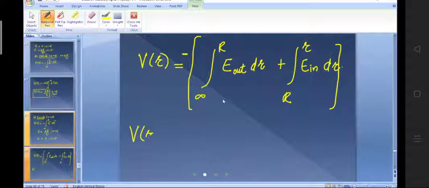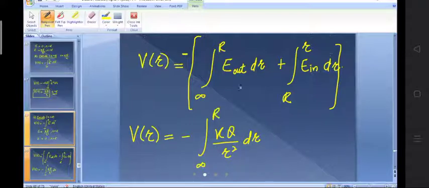So V of r is equal to minus the integral of kq divided by R square dr, and the limits of integration will be from infinity to capital R. And this minus plus is minus, and the second integral is going to vanish. Why? The reason is that the electrostatic field inside is equal to 0. So obviously this integral is going to vanish.